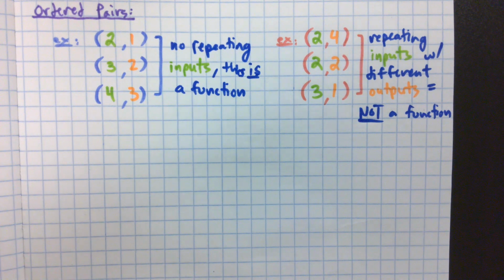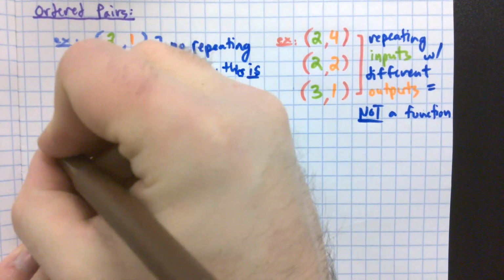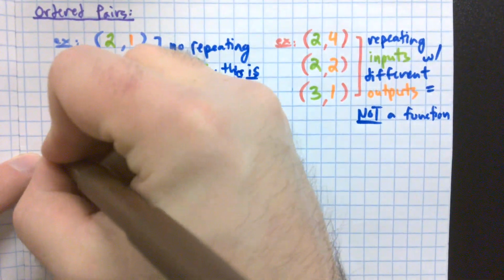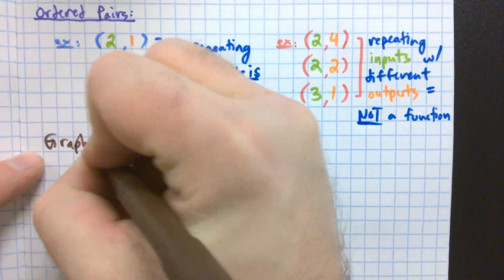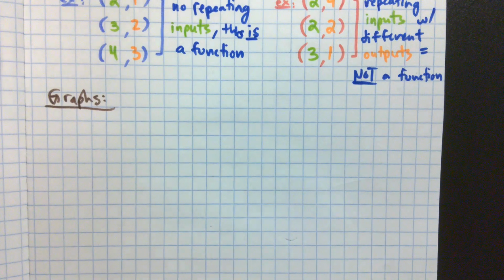With graphs, it's even easier to tell when we have a function and when we do not have a function. Let's take a look at an example of that. If we got a graph, we're not going to glue any graphs in. It doesn't have to be perfect.